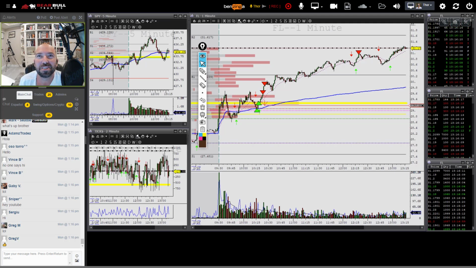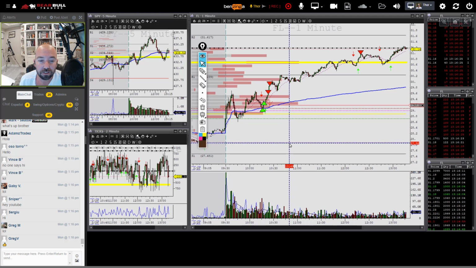I want to go through some trades for you guys today, hopefully bring you a little educational material, and then if you guys like it, I'll do a little bit more tomorrow. So on to the trades. So as you can see here, I'm holding a position in Foot Locker still long.